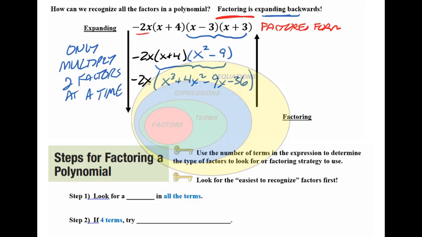Now that factor still needs to be multiplied by this negative 2x. The negative 2x is distributed term by term, so I'm going to end up with a negative 2x to the fourth minus 8x cubed plus 18x squared, and then I'd have plus 72x. So this expression is now in expanded form.